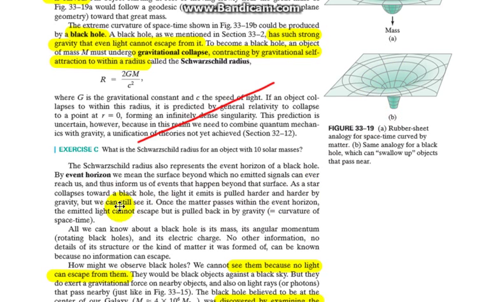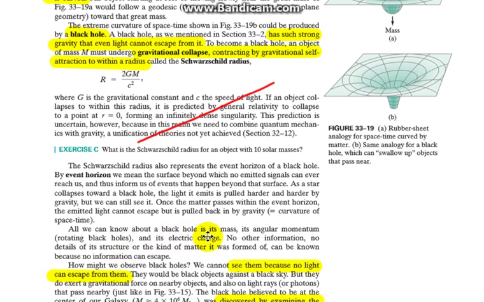As a star collapses towards a black hole, the light it emits is pulled harder and harder by gravity, but we can still see it. Once the matter passes within the event horizon, the emitted light cannot escape and is pulled back down due to gravity. So if you have light extending out from the black hole, it's simply pulled back in. There's an area there where it simply can't leave anymore. It just simply gets pulled back in.